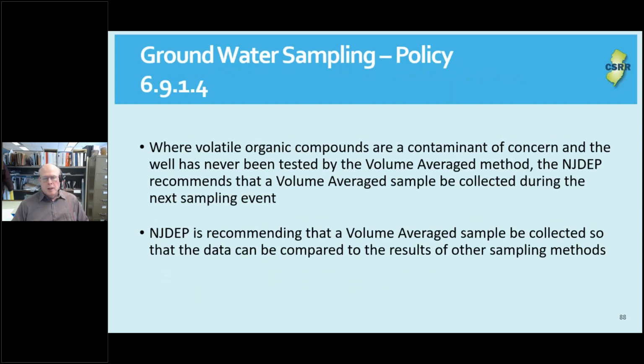Where volatile organic compounds are a contaminant of concern, and the well has never been sampled by the volume averaged method, DEP is recommending that the well be sampled by the volume averaged method during the next sampling event. DEP is recommending that a volume averaged sample be collected so that the results can be compared to that of other sampling methods. Next slide, please.